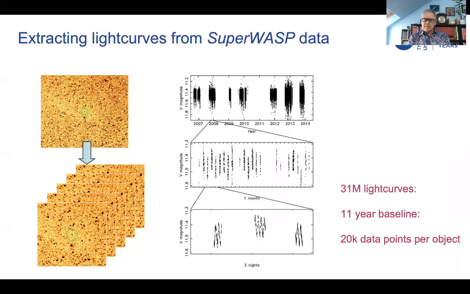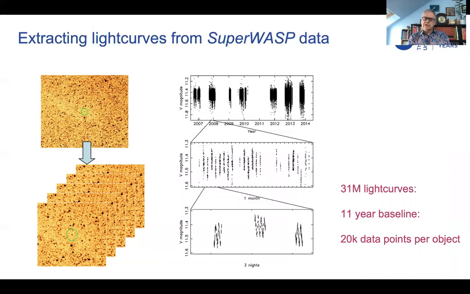And that's a light curve of this particular star spanning 7 years from 2007 to 2014. Each dot is a measurement of the brightness of that star at a particular time on a particular night. And if we zoom in on 1 month of data in the middle panel, you can see each little stripe of dots is 1 night's worth of data.